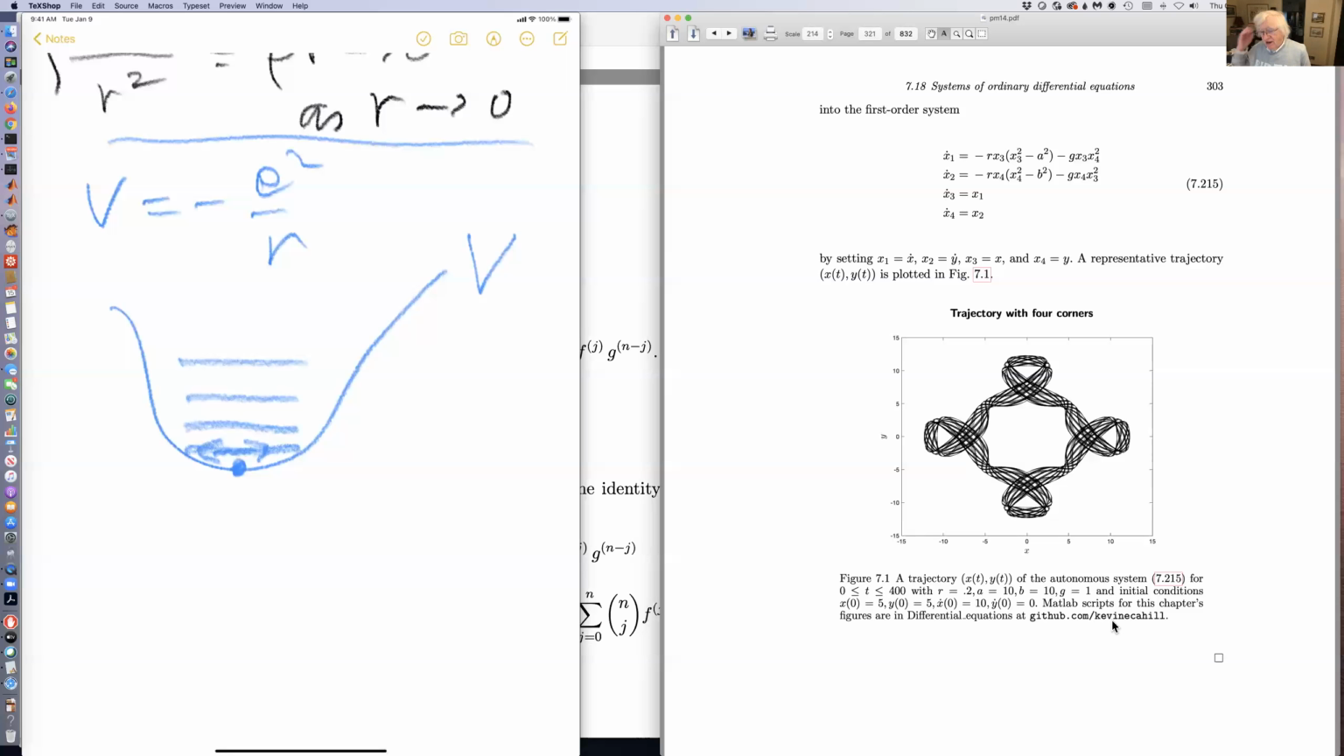I should. Anyway, this is rather complicated behavior, and MATLAB generated this in seconds. In fact, it might even have been less than a second.